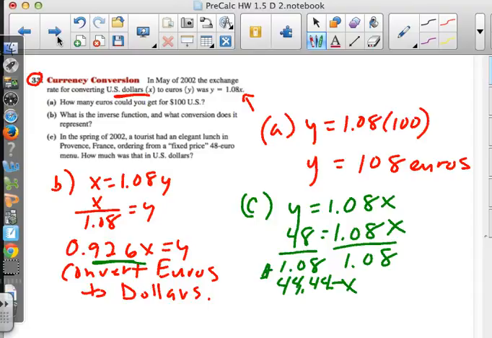You always want to think, what is the problem really about? And since it's about money, $44.44 is what we're going to want.